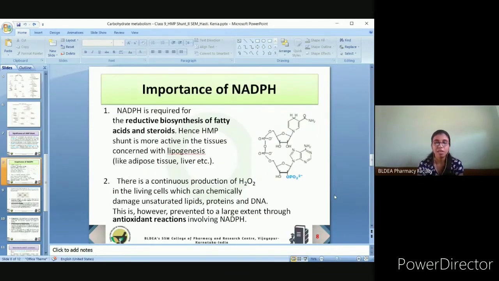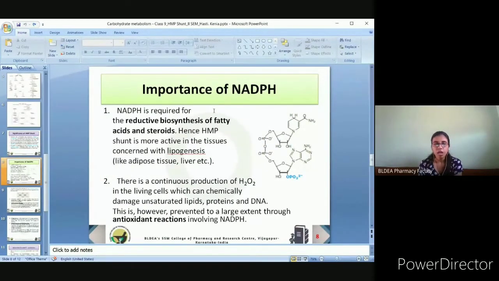Now coming to what is the importance of NADPH. So you can see on the right hand side, this is the structure of NADPH. You can see there is a phosphate group being attached. If this phosphate group is not there, then it is known as NAD+. Okay, NAD+, that is nicotinamide adenine dinucleotide. If this phosphate is added, then it becomes dinucleotide phosphate.